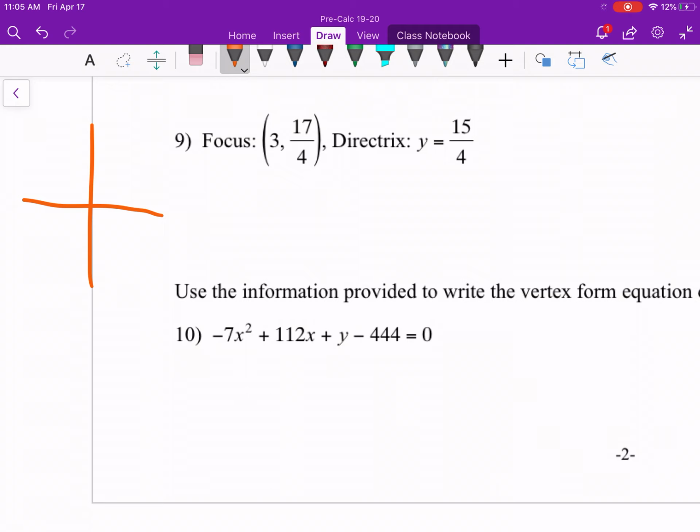Again, convert your fractions into decimals, especially for seeing distances apart. I feel like our brains work better in decimals. If your brain works in fractions, then rock it out, live your best life. But this point is going to be 3, and then this is going to be 4.25, and then the directrix is going to be at 3.75.